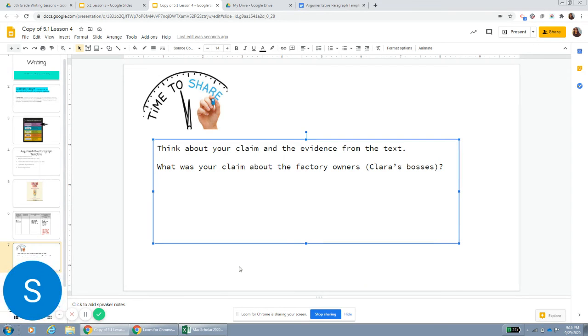I want you now to think about your claim and the evidence from the text that you found yesterday. What was your claim about the factory owners or Clara's bosses? Some of you said they were cruel. Some of you said they were mean. They were terrible humans. Some of you said they were taking advantage of the young girls. So, right, of the young women working. So I want you to just kind of remember it and then think again, what was your evidence?